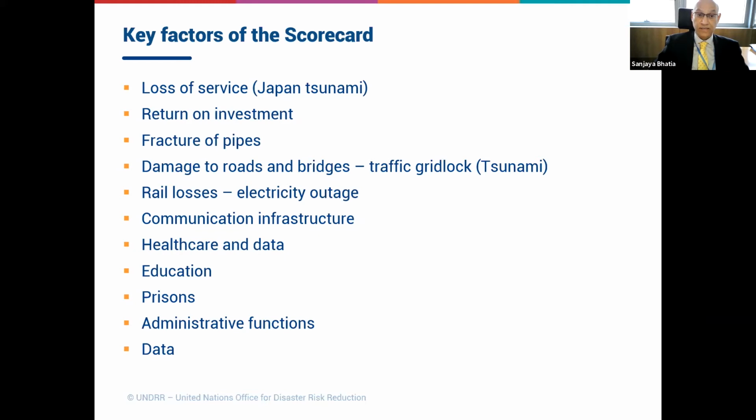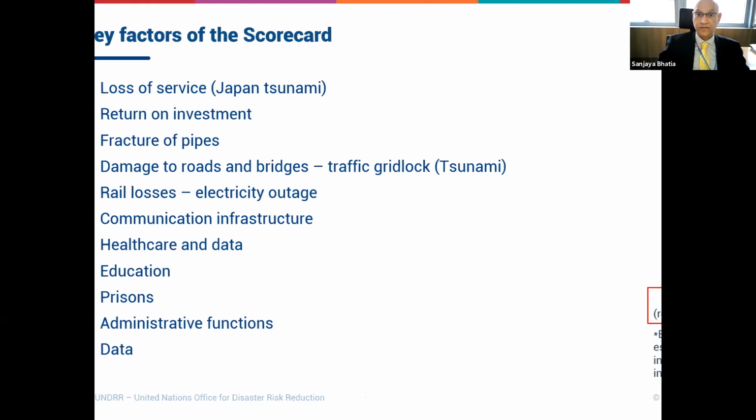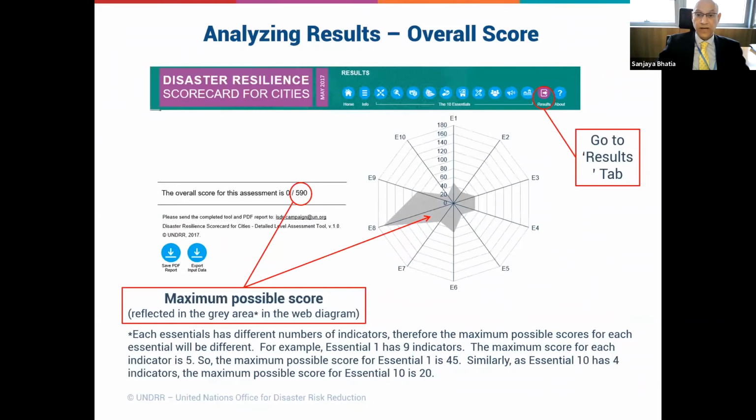Railway losses again, so roads, bridges and railways, because railways are directly impacted by electricity. So if the electricity is out, the railways come to a halt, especially the metro systems. Communication infrastructure, healthcare and its data, education, prisons and so on. So all of this is covered in the scorecard. So this is what I was mentioning, the entire spectrum of infrastructure. And then if you look at the results, it has very good analytics.